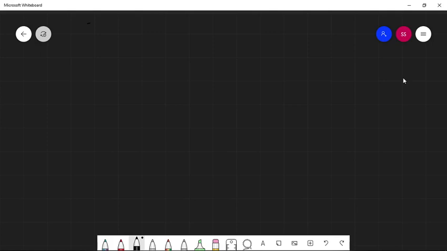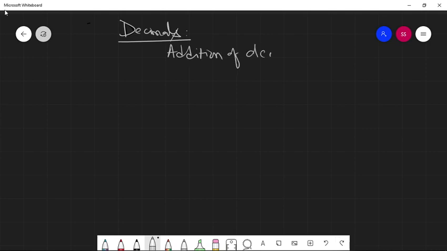Dear students, today we are going to learn about the decimal numbers. Okay, not only decimal numbers, we have to learn about the addition of decimal numbers. Firstly, we will be discussing the addition of decimal numbers. Like in the whole number system, we have to consider the place of the digits.